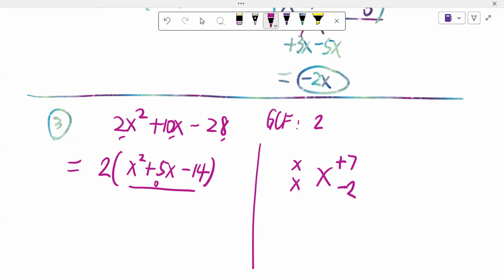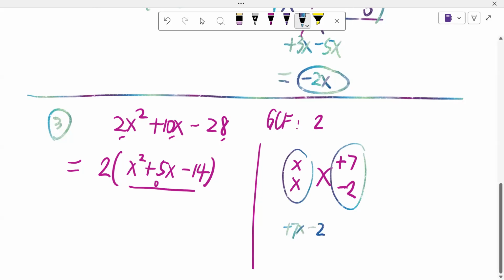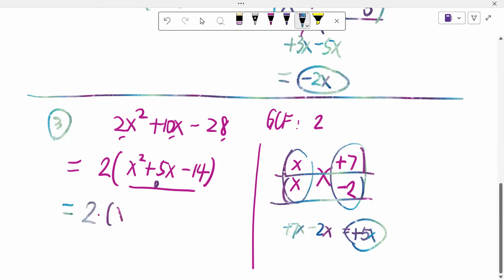So we confirm the first term, right? This is the first term, last term. In the middle term, we're going to cross multiply and confirm that +7 times x is +7x, -2 times x is -2x. When you combine that, it's 5x, positive. And you see the middle term is positive 5x. That is confirmed. And we put into a couple parentheses, x plus 7 in the first parenthesis, x minus 2 in the second parenthesis, 2 times x plus 7, x minus 2.